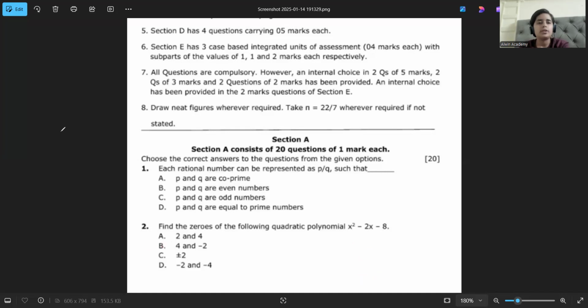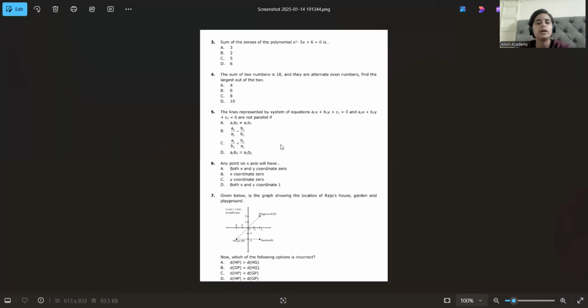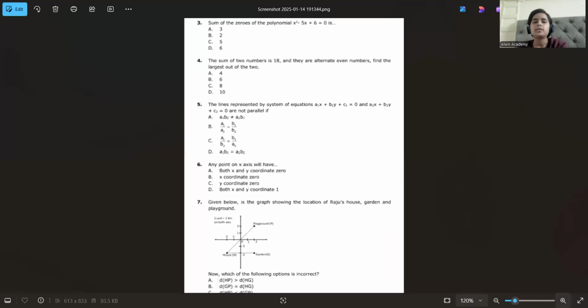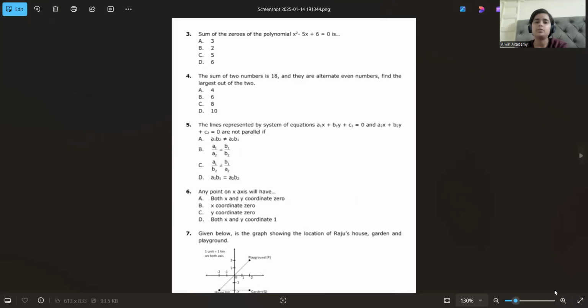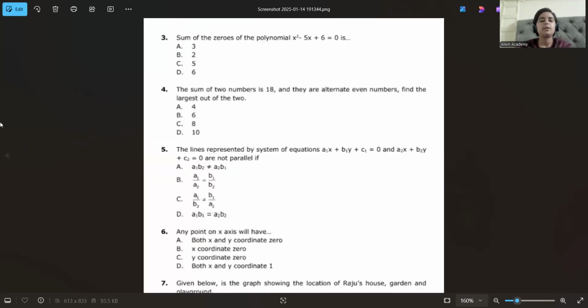Going to the next question here, we have question number 3. The sum of zeros of the polynomial x square minus 5x plus 6 is equal to. Now sum of zeros is nothing but minus b by a. And in this particular polynomial, we can see that b is minus 5 and a is 1. So minus b by a is minus of minus 5 by 1. Minus of minus 5 is 5. 5 by 1 is nothing but 5. Option number C.